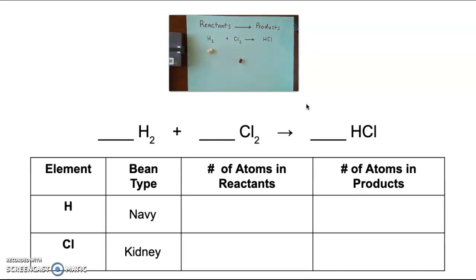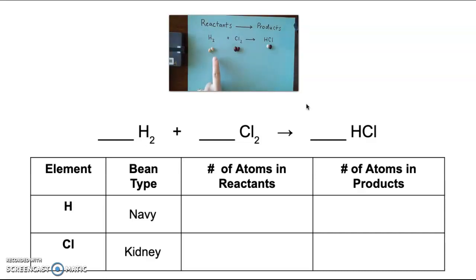I'm going to do the same thing with the kidney beans. So it's Cl2, so I'm going to need 2 chlorines to make a chlorine molecule. And then for my product here, HCl, I'm going to want 1 of each. So 1 navy bean and 1 kidney bean to make my hydrochloric acid molecule. All right, and so this is where I'm going to start.